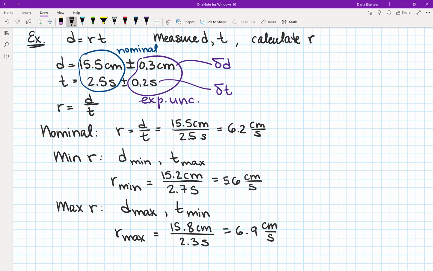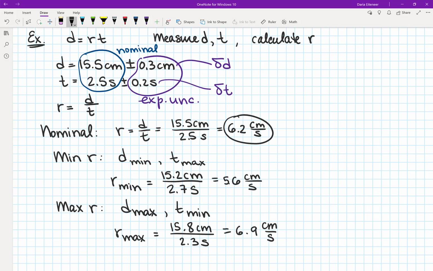So if the purpose of this experiment was to calculate the value of R, then I have to somehow put all of this together. Well, I have this nominal value of R. That's all nice and good. And that nominal value lies between minimum and maximum, right? So I have to somehow estimate its uncertainty. Now, there are different ways of doing that.